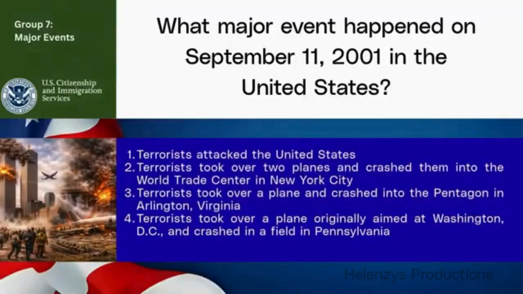Quick recall. What major event happened on September 11, 2001 in the United States? Terrorists attacked the United States. Terrorists took over 2 planes and crashed them into the World Trade Center in New York City. Terrorists took over a plane and crashed into the Pentagon in Arlington, Virginia. Terrorists took over a plane originally aimed at Washington, D.C., and crashed in a field in Pennsylvania.